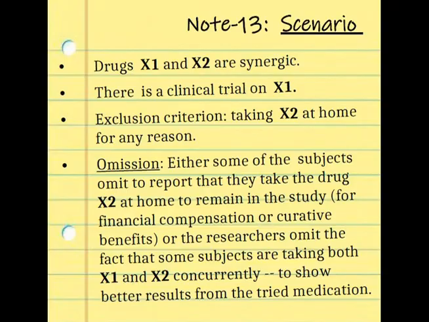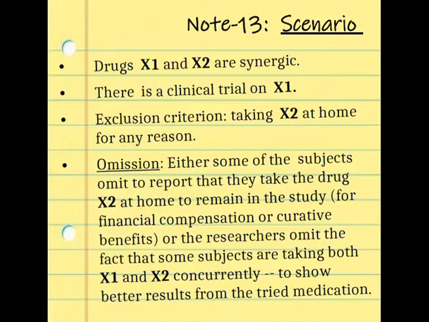Now, let's suppose that drugs X1 and X2 are synergic. There is a clinical trial for drug X1. And the condition of the study is that patients honestly report if they are taking the drug X2 at home because it will be an exclusion criterion for the study. Either some patients omit that they take the drug X2 at home to remain in the study for some financial compensation or curative benefits, or the researchers themselves omit the facts that some subjects are taking both X1 and X2 drugs concurrently to show better results from the tried medication.